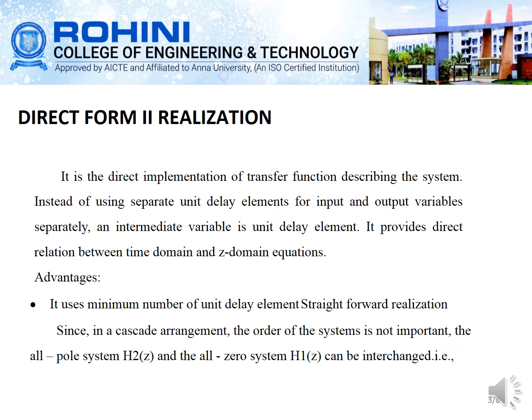Here, since it is a cascade arrangement, the order of the systems is not important. Therefore, all the poles system H2 of z and all the zeros system H1 of z can be interchanged in the case of direct form 2 realization.